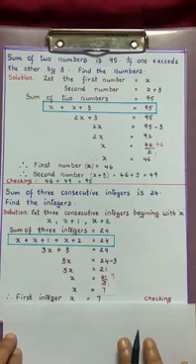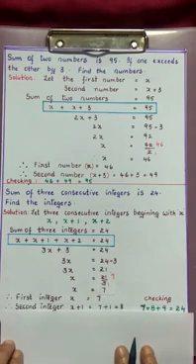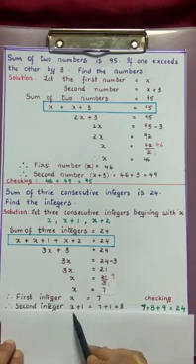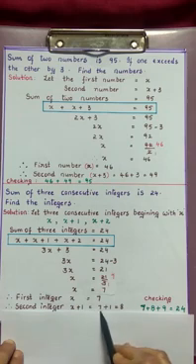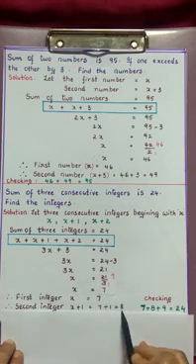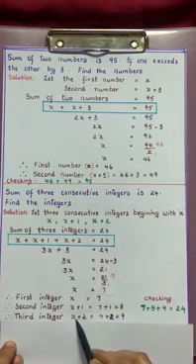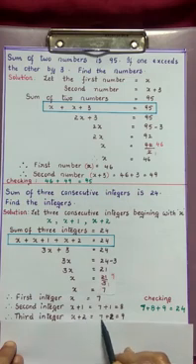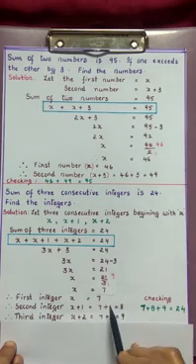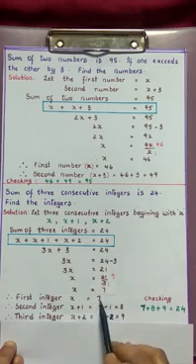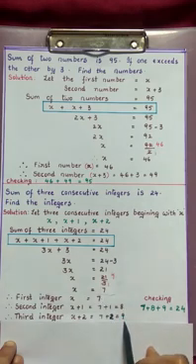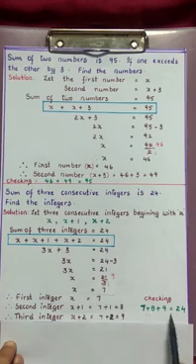Then how do we get the second integer? By adding 1 to x. So x plus 1, which is 7 plus 1, then we get 8. This is your second integer. Now you see the third integer. Third integer in terms of x is x plus 2. Substitute 7 in place of x. 7 plus 2, which is 9. So what are our required integers? 7, 8, 9.